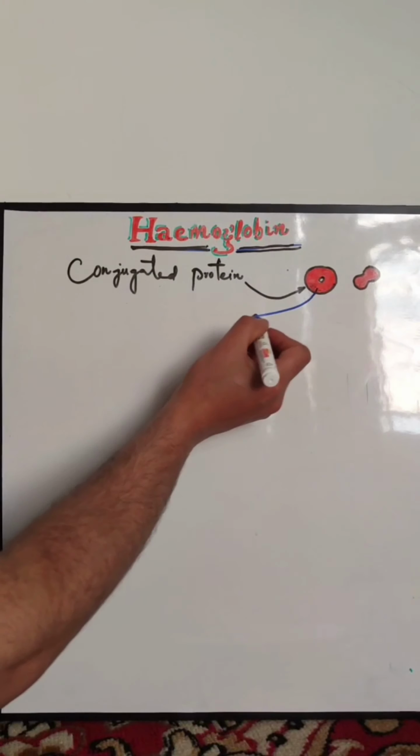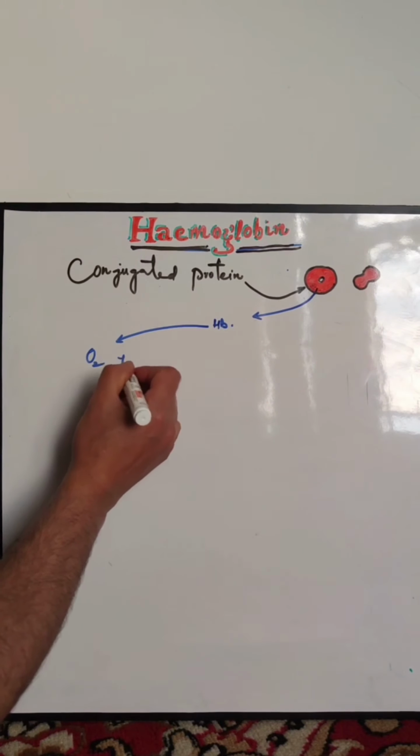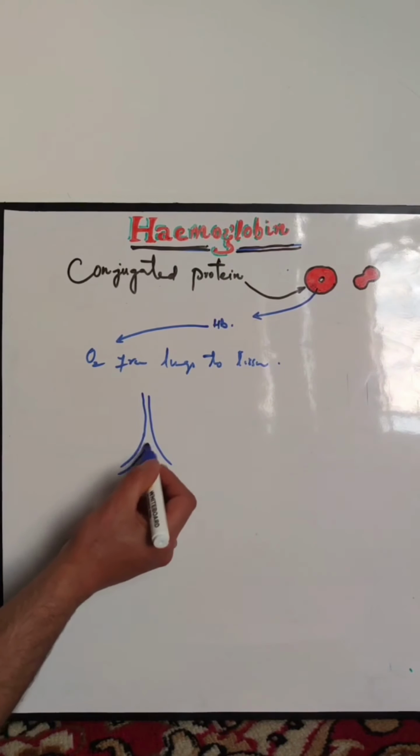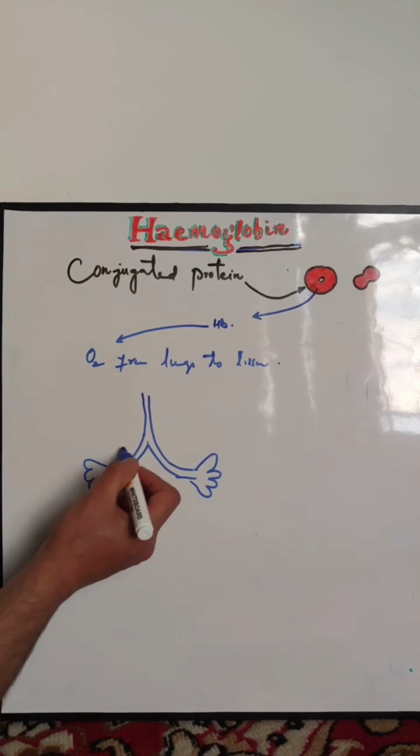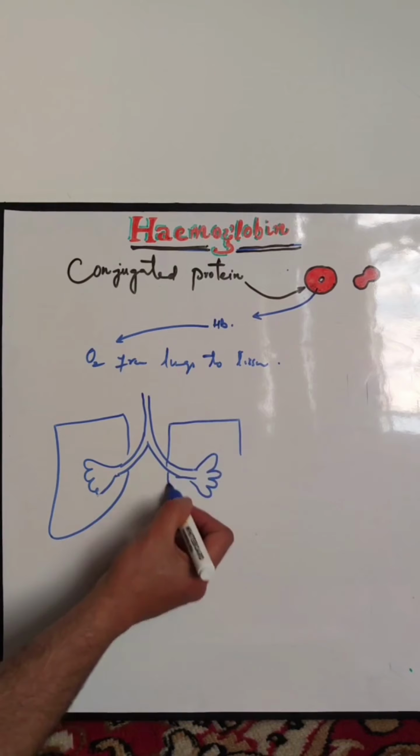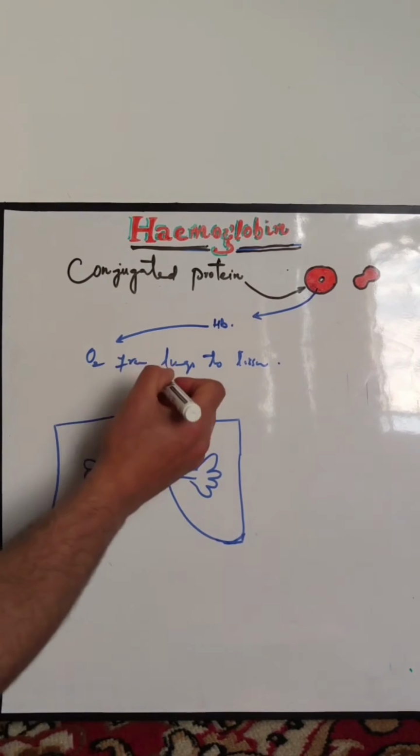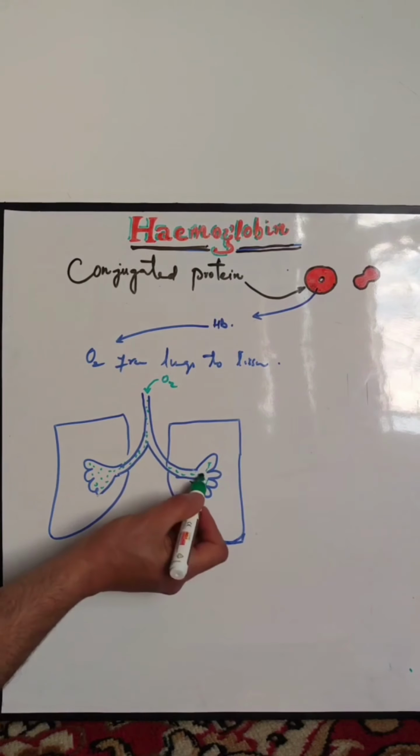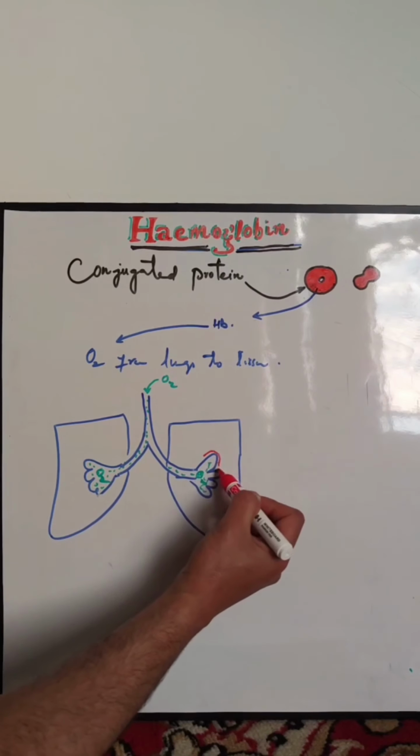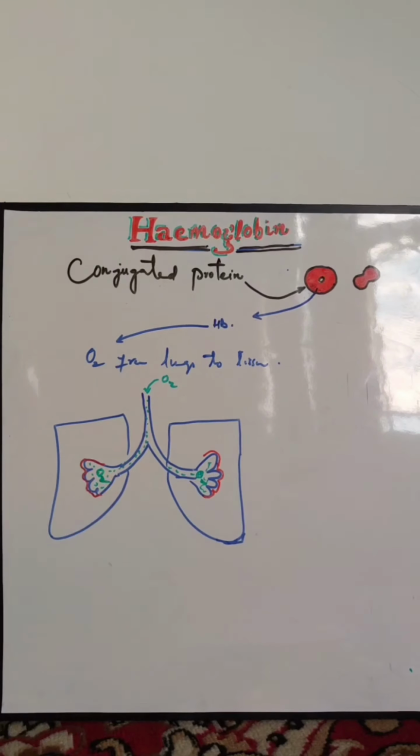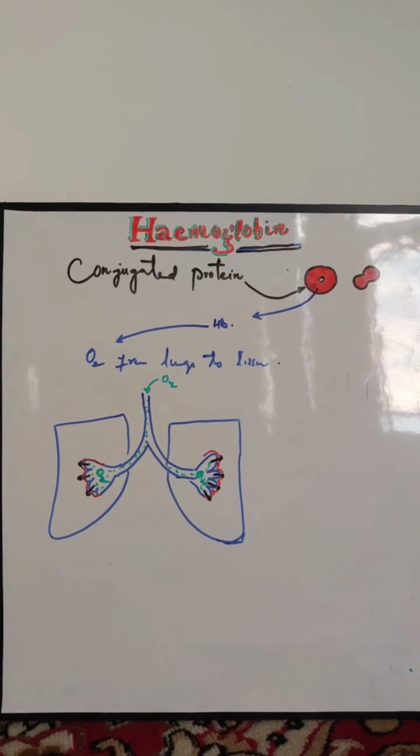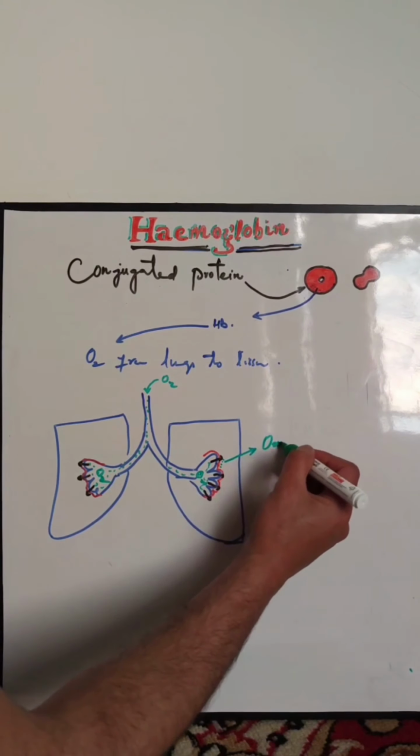Now let's move to the function of hemoglobin. Hemoglobin helps to carry oxygen from lungs to tissues. It takes oxygen from the lungs and delivers it to tissues. For example, we make a rough diagram of the lung. These are the alveoli. This is one lung lobe and another lung lobe. Oxygen comes from here and reaches the alveoli. Around these alveoli, there are blood capillaries. The oxygen diffuses into these capillaries, into the blood, and mixes with the blood. The blood takes the oxygen and delivers it to tissues. This type of hemoglobin is called oxyhemoglobin.